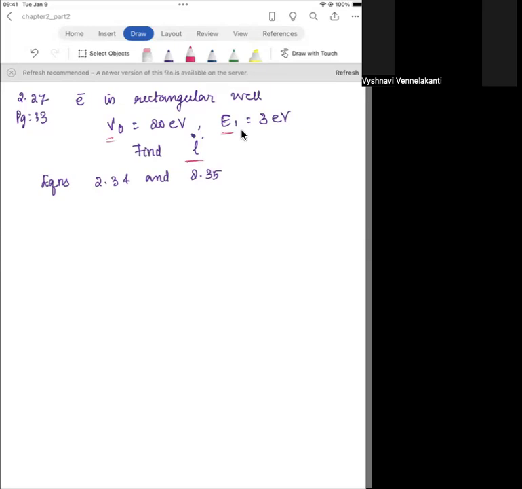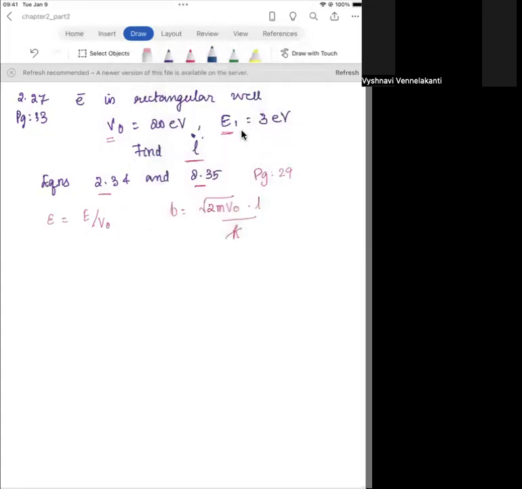So here, in order to find the width of the well, we need to make use of two equations, 2.34 and 2.35, which are given on page 29. So 2.34 talks about two dimensionless constants. One is epsilon, which is the ratio of the energy level and the well depth. And then you have P, which is a function of the potential and the length.